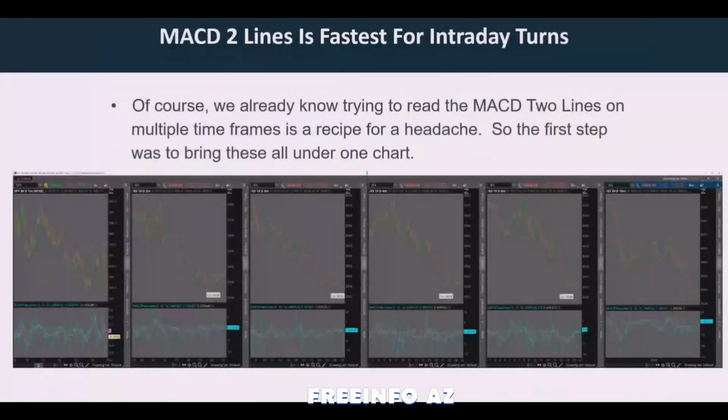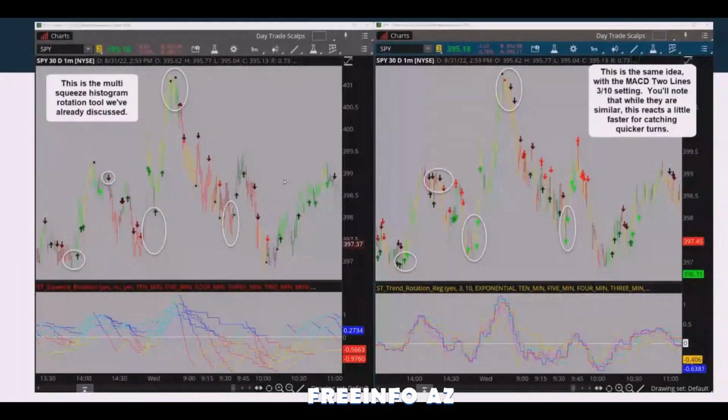Instead of looking at the MACD 2 lines across 6 different charts and going, oh my God, what's happening? I just had them combine them. And so now here is the difference between the squeeze rotation and then the trend rotation, which is those faster ones. And you can see it's very similar. So here, all this is rolling over. You get the dots, you get the heads up that it's rolling over.